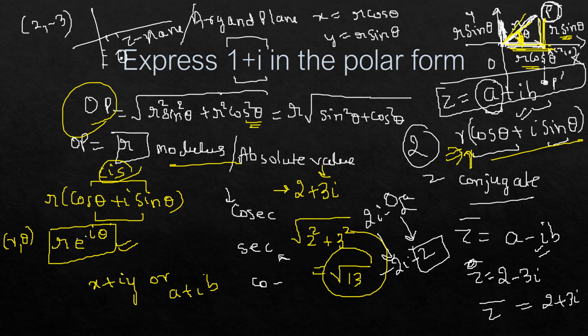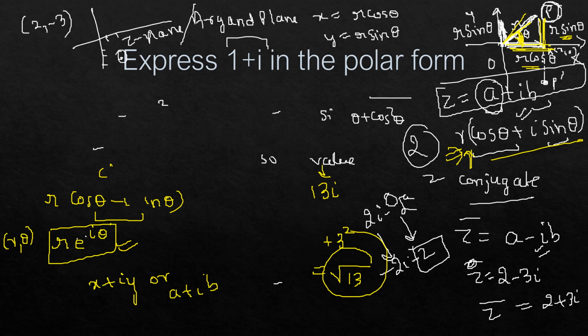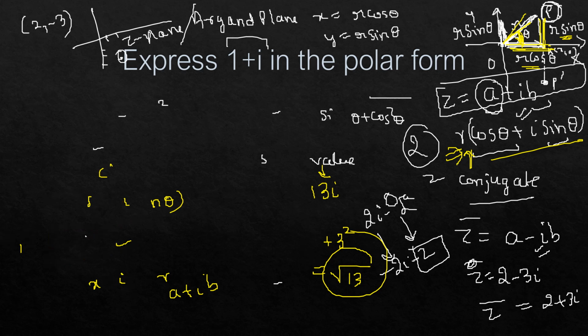Alright, are you getting my point? Now, let's see how we can calculate this question. Express 1 plus iota in the polar form. So that means it has to be in the form of r and theta, correct? So let's try this out. This is 1 plus iota, which is z, let us assume.